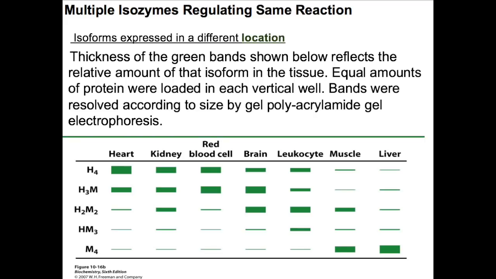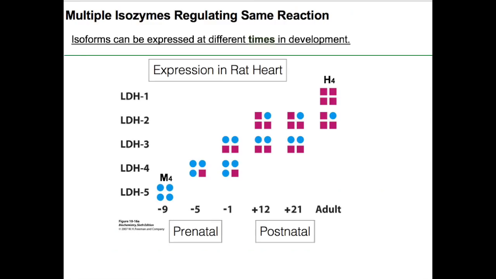Cells that must operate without oxygen will often express the M4 tetramer. Sometimes they have to work without oxygen. In contrast, the heart itself receives fully oxygenated blood from the lungs. So the heart is not going to be in anoxic conditions unless you're having a heart attack. So M4 predominates in the muscle, whereas H4 predominates in the heart.